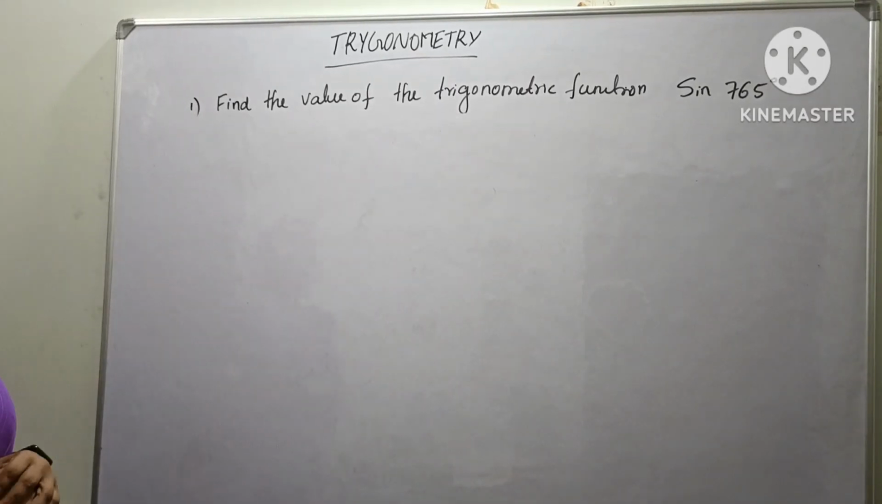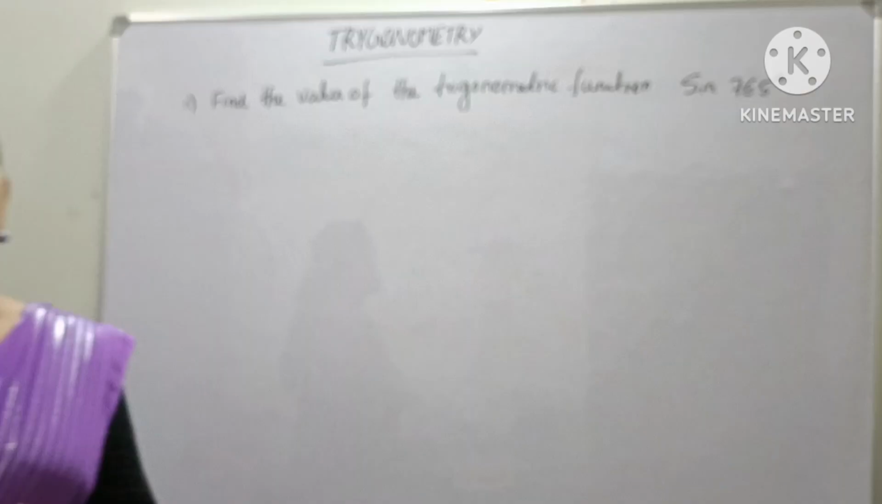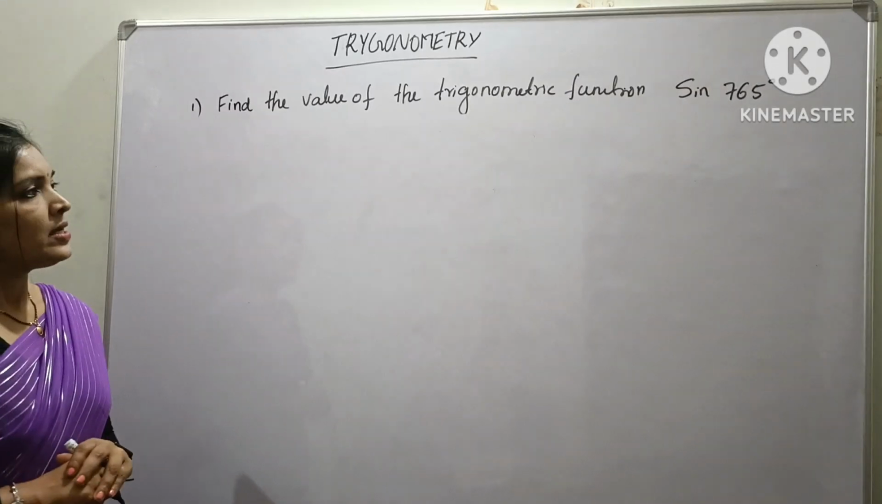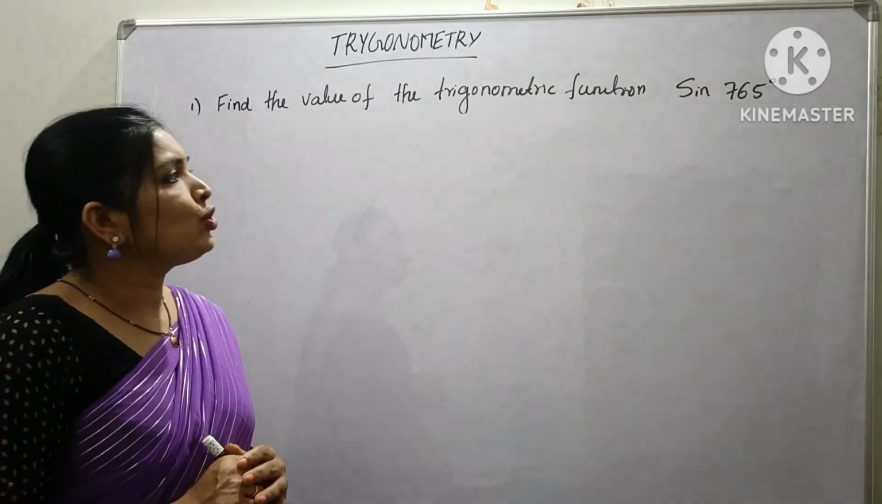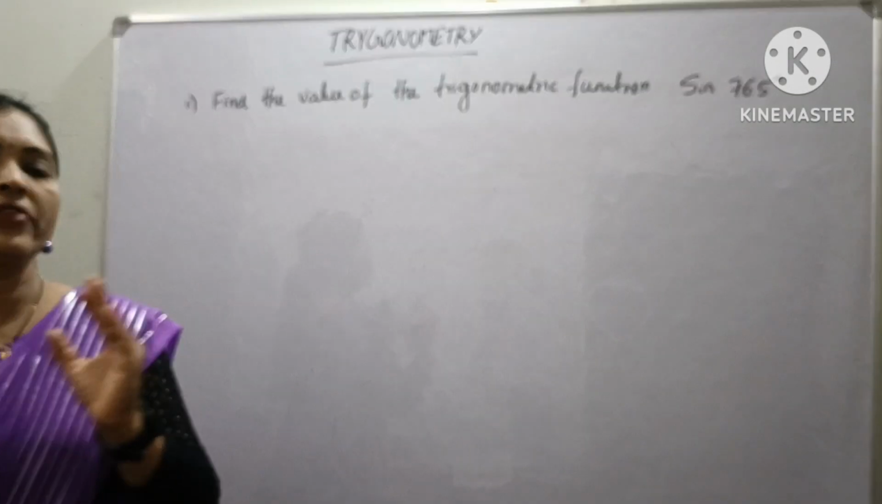Now let us go through some questions. First question, find the value of the trigonometric function sin 765 degree. See here how to find the value of sin 765 degree. We have to make it in the form of sin of x plus y.